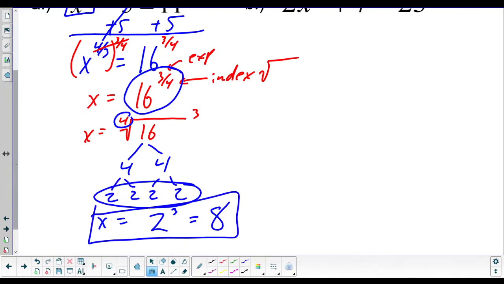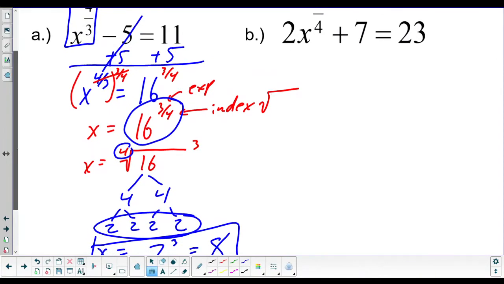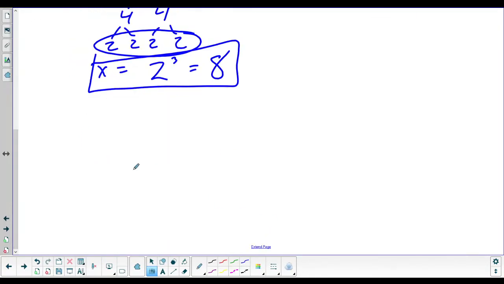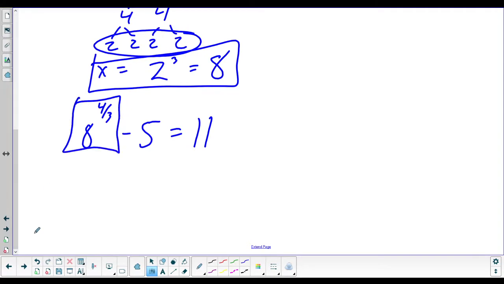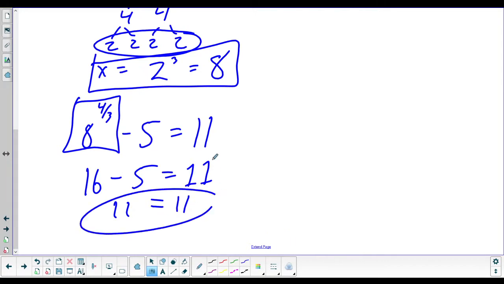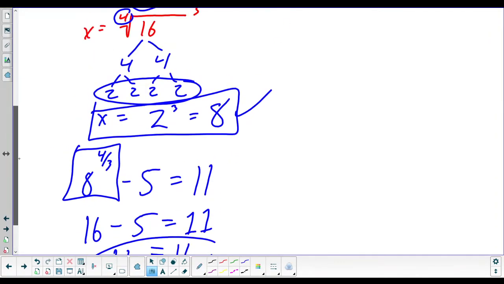And now we have to plug it back in to make sure everything works. So we have 8 to the 4/3 power minus 5 equals 11. This I would just throw into your calculator. It's going to tell you that this is 16. 16 minus 5 does equal 11. So it works. Check mark, x does equal 8.